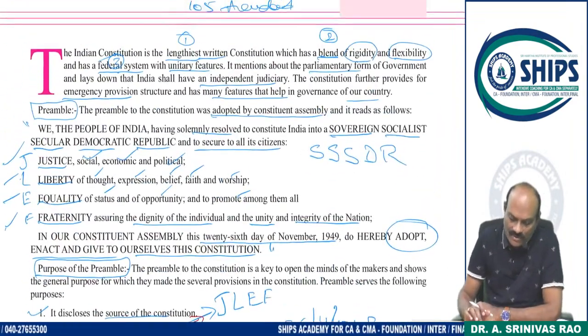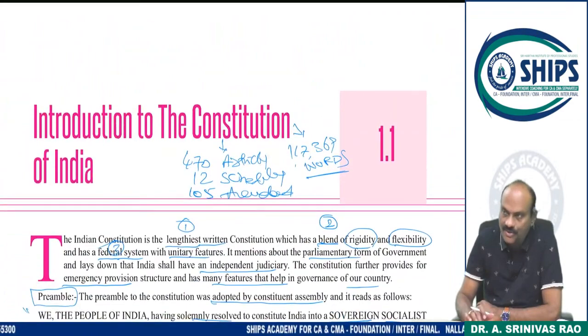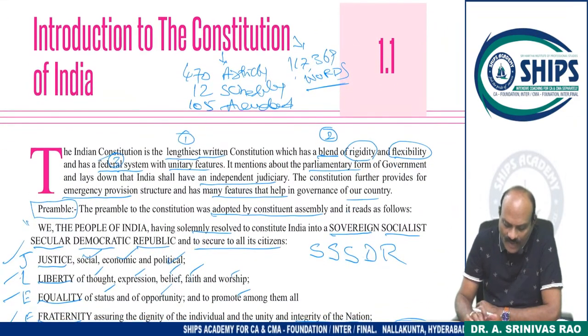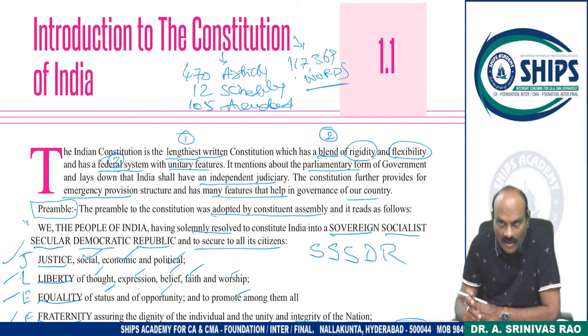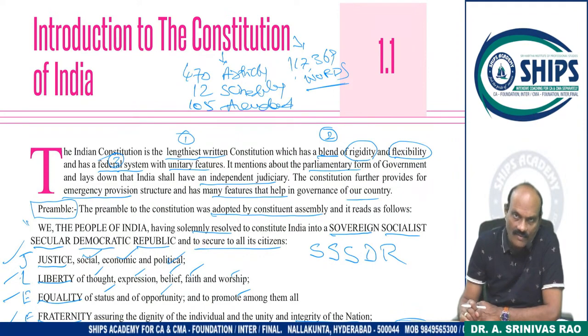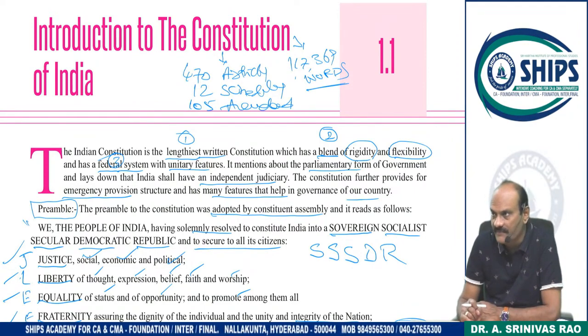So this is about the Constitution of India, just an introduction to the Constitution. How many articles are there? 470. How many schedules? 12 schedules. How many times has it been amended so far? 100 times. How many words are there? 1,17,369 words in the Constitution of India.